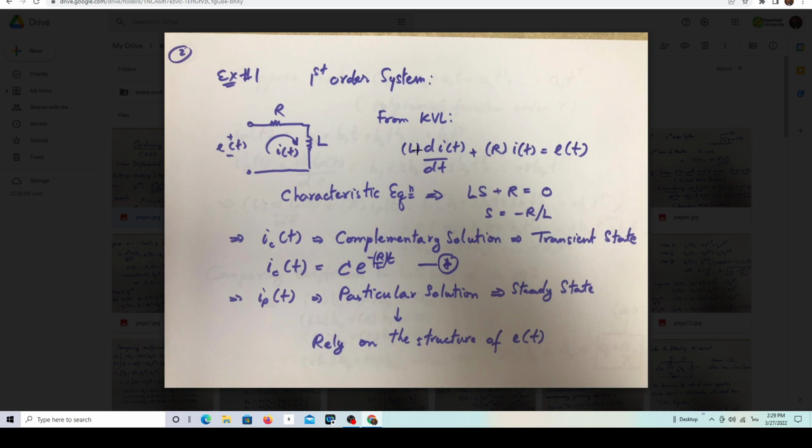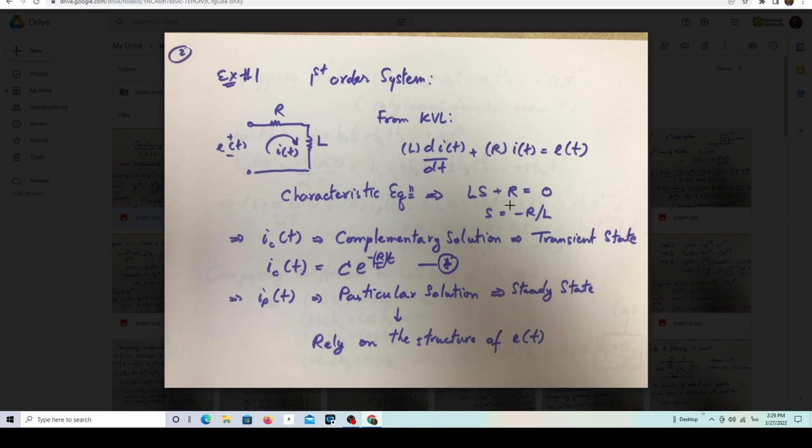L times S, because it's first order, plus R equal to 0. Why 0? Because we are going to assume that this is just the effect of the system alone, with no contribution from the input e(t) here. And we're going to find the root of this equation.